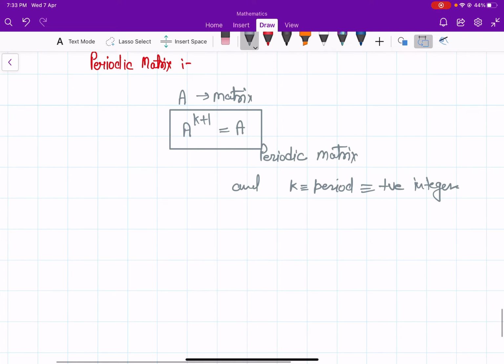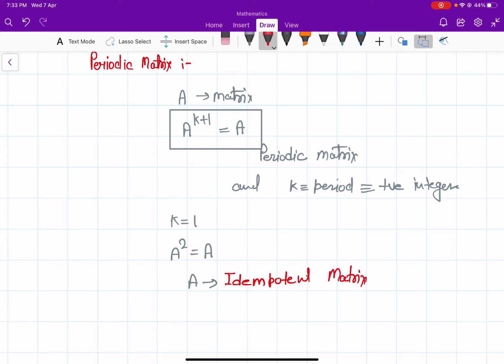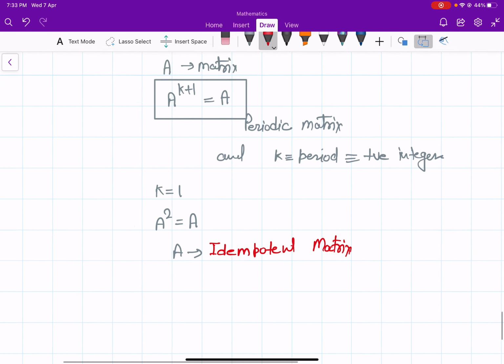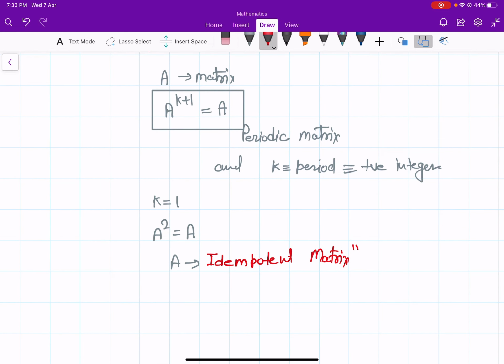If we put K is equals to 1, that is A square is equals to A, then A will be known as idempotent matrix. So this is the condition. If we consider K is equals to 1 in periodic matrix, then A square is equals to A. So this is the condition for idempotent matrix.